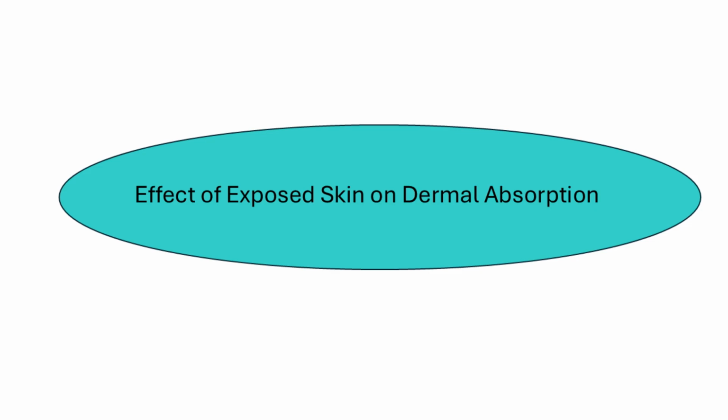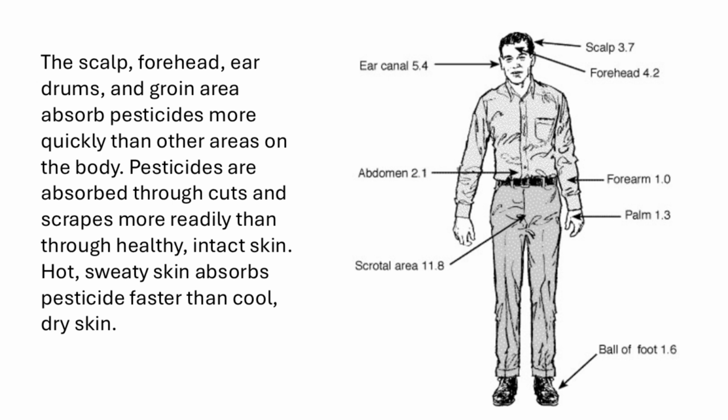Effect of exposed skin on dermal absorption. The scalp, forehead, eardrums, and groin area absorb pesticides more quickly than other areas on the body. Pesticides are absorbed through cuts and scrapes more readily than through healthy, intact skin. Hot, sweaty skin absorbs pesticide faster than cool, dry skin.